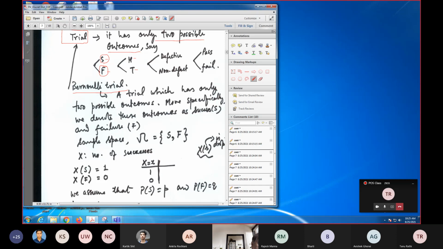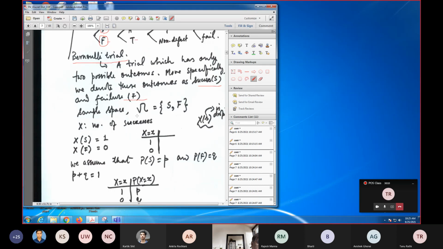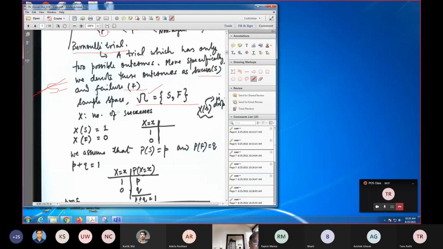So we are restricting ourselves to a trial which has only 2 possible outcomes, and more specifically we denote it by success and failure. So the sample space we can write as omega, because this S we are using for success, F for failure. So instead of the sample space notation, capital S, we are using the capital omega. So a Bernoulli trial is a single trial which has two possible outcomes, which we can write S and F.